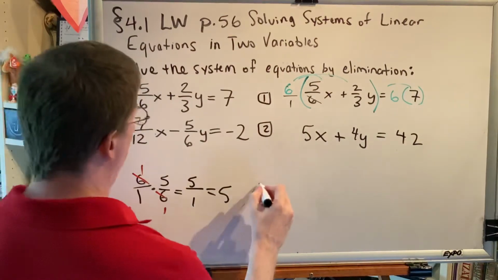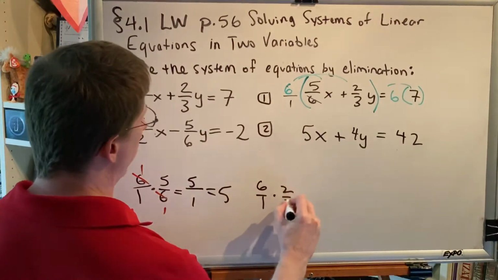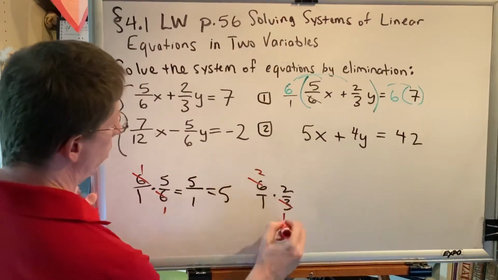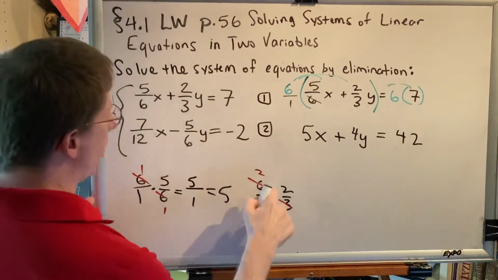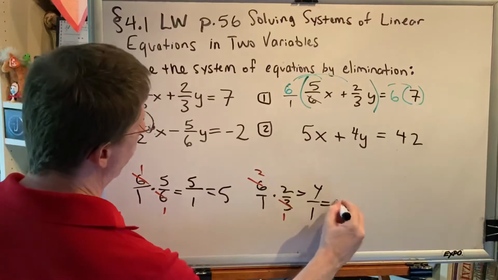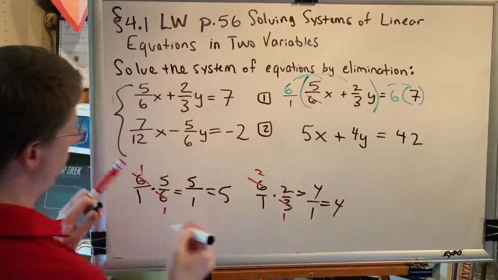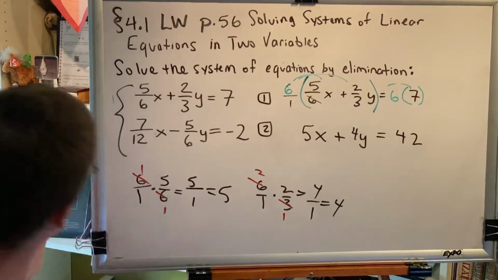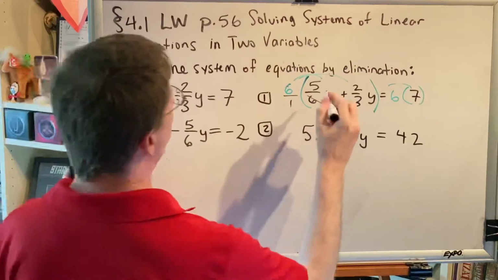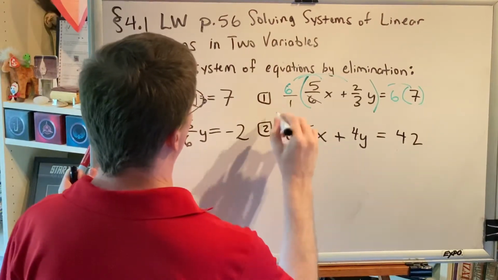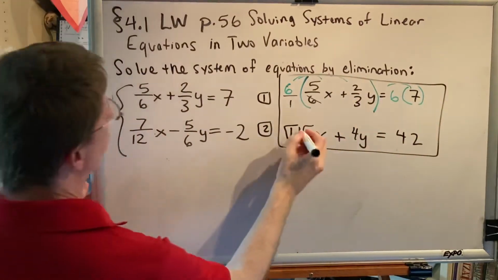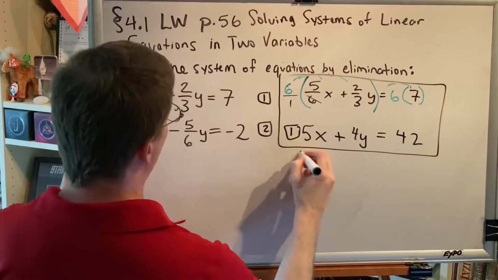All right, and then the other one was 6 over 1 times 2/3. 6 divided by 3 is 2. So I can write that as 2 over 1. So we get 2 times 2, which is 4. 1 times 1, which is 1. 4 over 1, which is 4. And of course, we still have this y. So that's where the 4y comes from. All right, great. So we have now cleared equation 1 of its fractions. We're now going to repeat the same thing for equation 2.